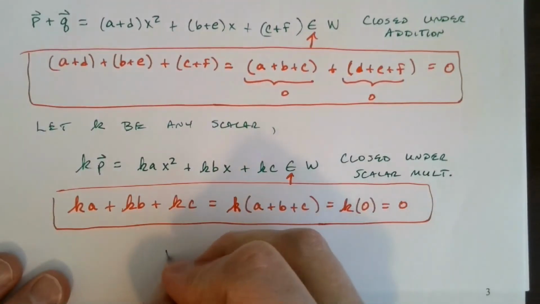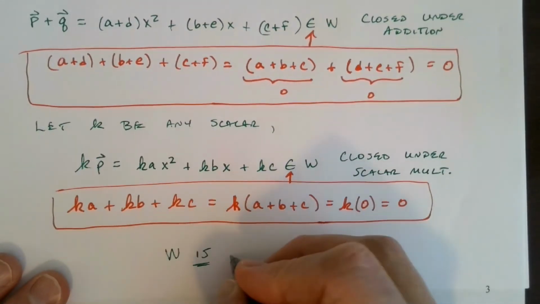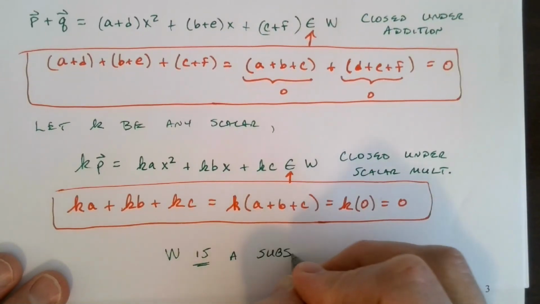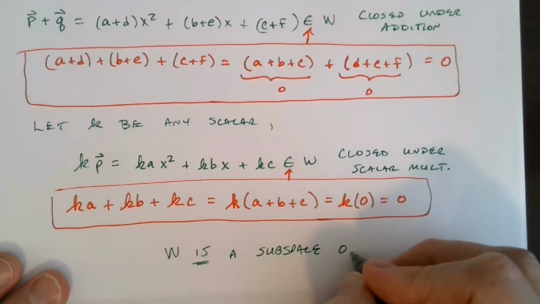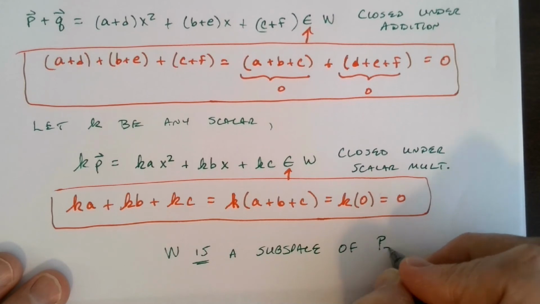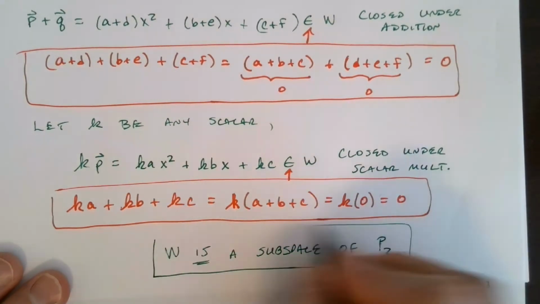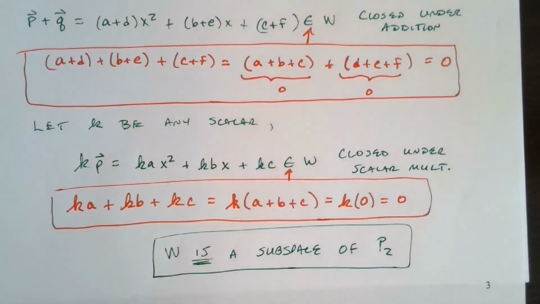So therefore, W is a subspace of P sub 2. And don't forget to answer the question.